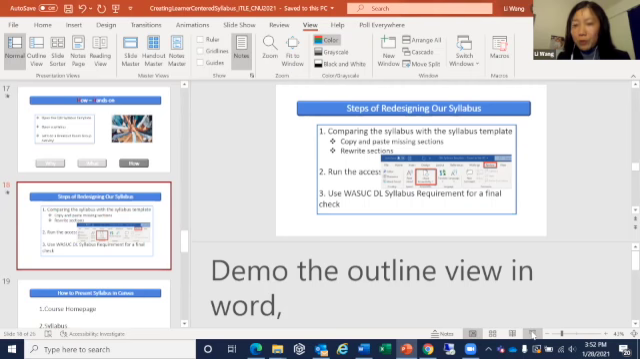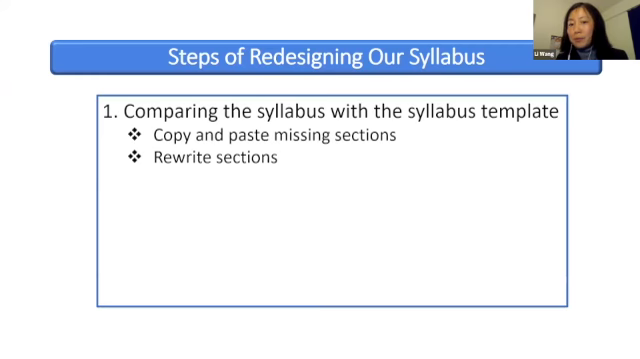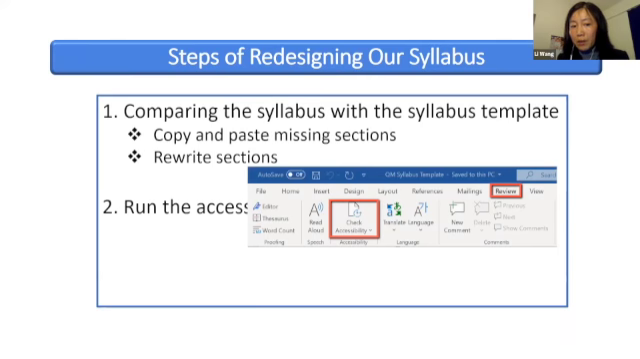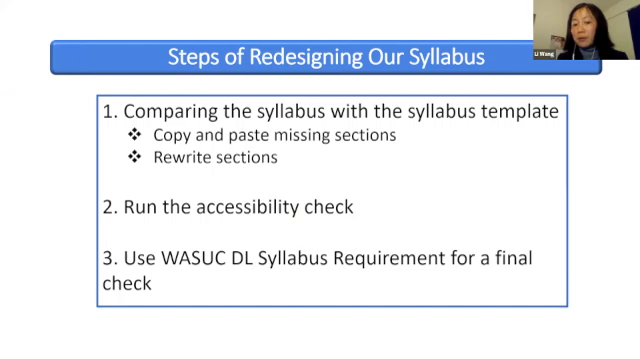Okay, so earlier we talked about these steps. Number 1, compare the syllabus with the template, copy and paste missing sections, rewrite some sections if necessary, and then run the accessibility check. In Word, it's under Review, Check Accessibility. That's one of the best practices for posting something online on the website. And then the last one is to use the distance learning syllabus requirement for a final check.